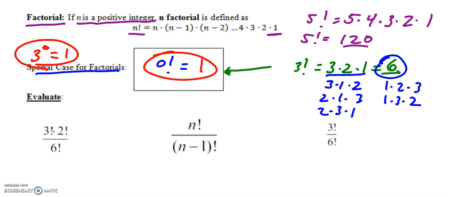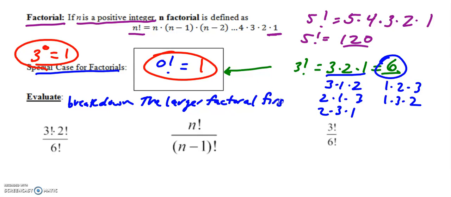Now, with some of these evaluating examples. Before we start, I'm going to write a note that something I generally try to do is break down the larger factorial first. It's generally what you're going to notice me doing. So if I think about that and look at this first example, what we want to do is simplify this as much as possible. The largest factorial that I see is 6 factorial. So what I'm going to do is start using the definition.